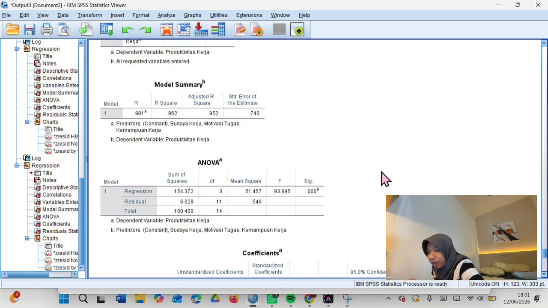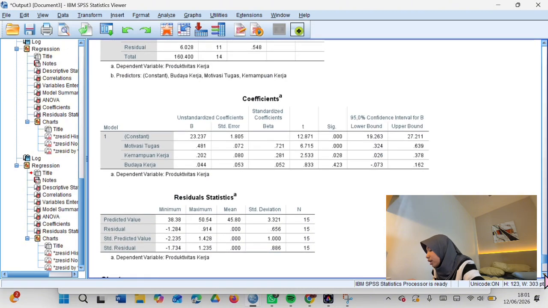Now, I will explain the coefficient result. According to the regression analysis, tax motivation has a significant value of 0,00, and work ability has a significant value of 0,028. Since both values are less than 0,05, these variables significantly affect work productivity.